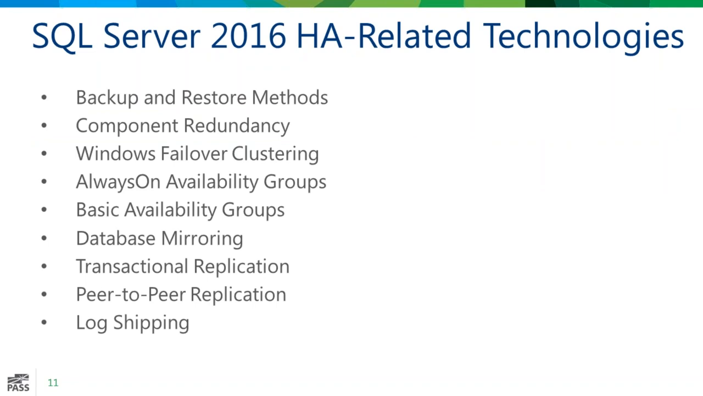Now, SQL Server 2016 has a number of HA-related technologies that you can use. The first thing that I'm going to talk about here is backup and restore methods. And then we'll get into component redundancy and Windows failover clustering and Always On availability groups. And now we've got something called basic availability groups in SQL Server 2016, which is a nice addition. We've got database mirroring, transactional replication, peer-to-peer replication, and log shipping. So we'll talk about each one of these.